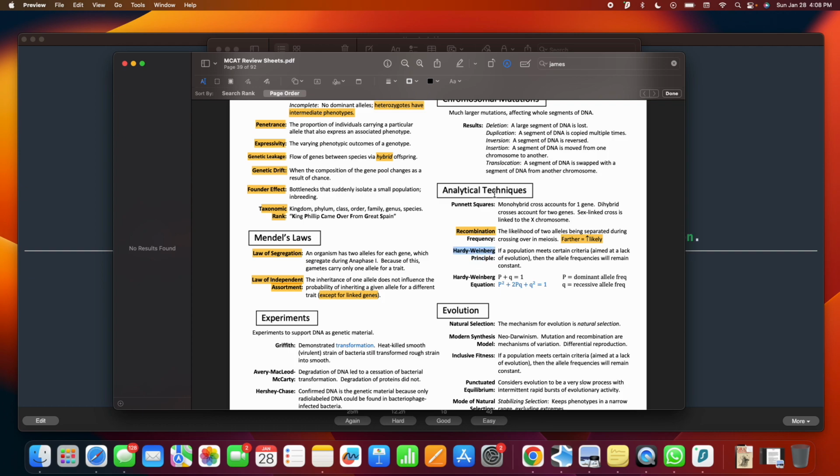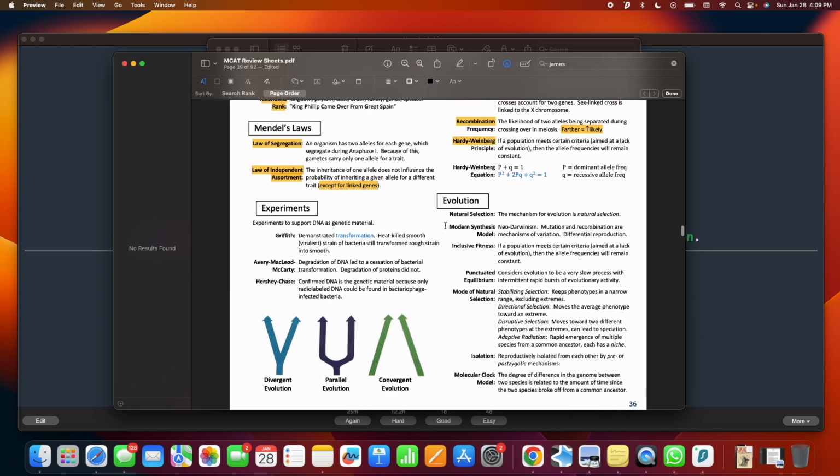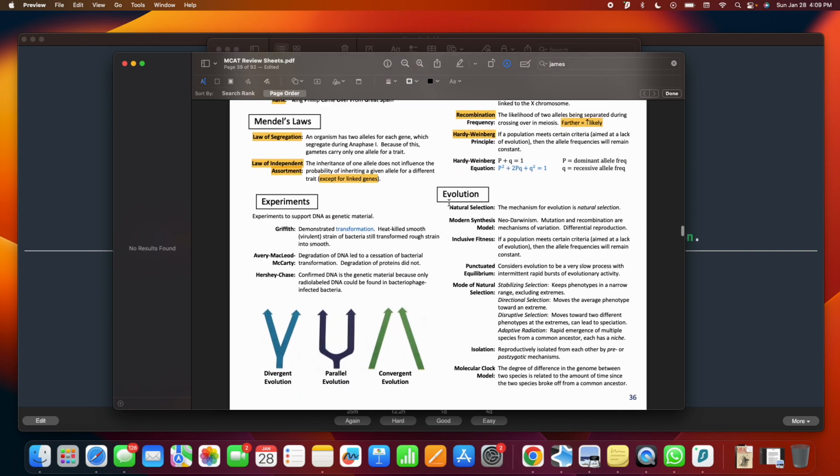And then we have the equation for Hardy-Weinberg, which is p plus q equals 1. There's going to be questions on this that we can just solve, and we can solve it together. And then p squared plus 2pq plus q squared equals 1. And that's about that.